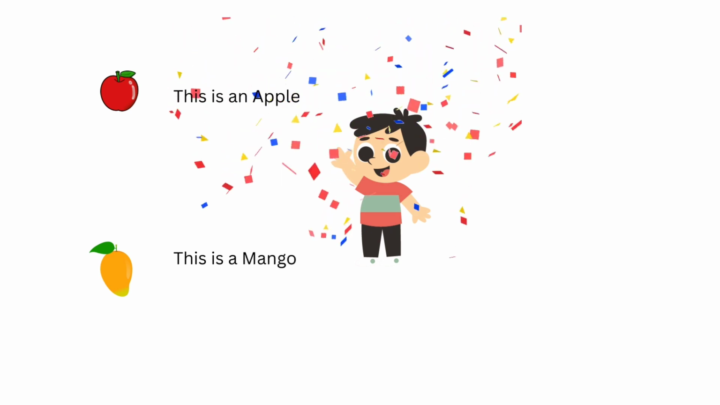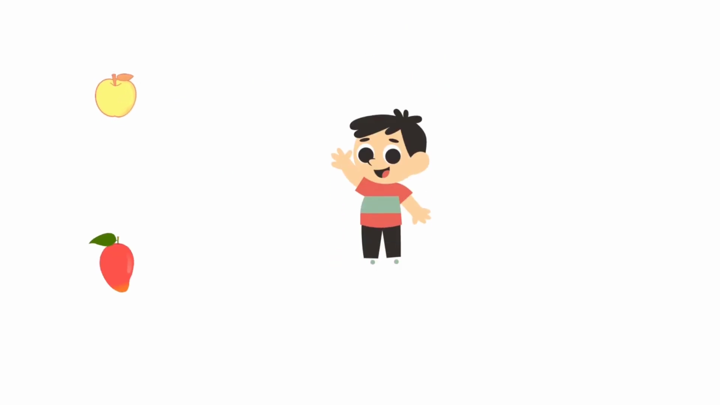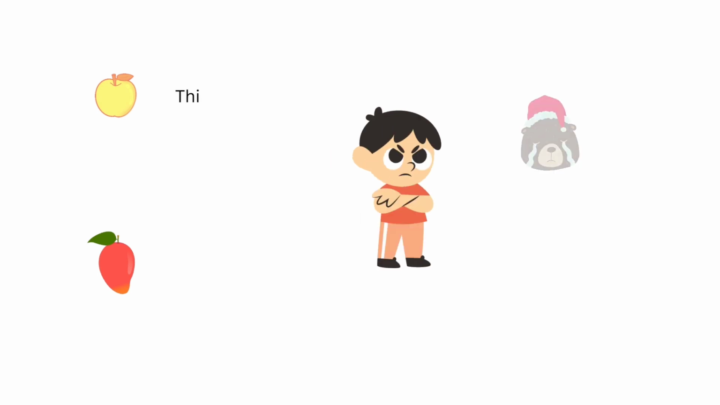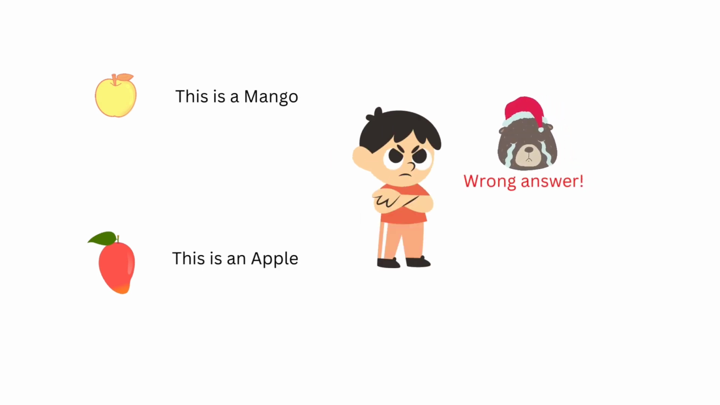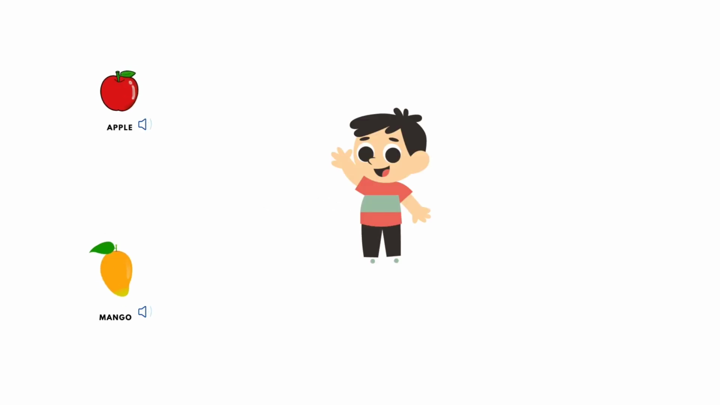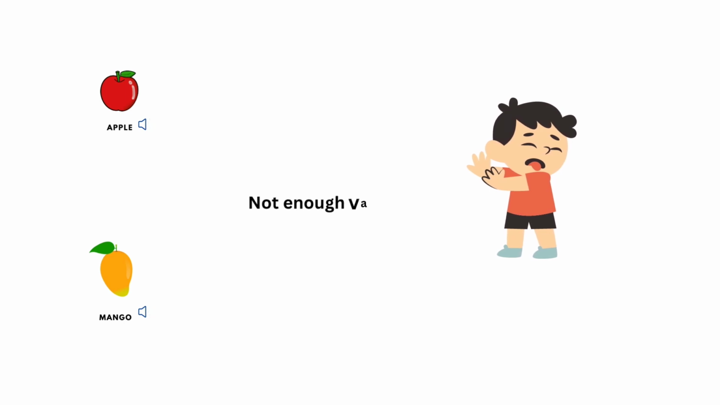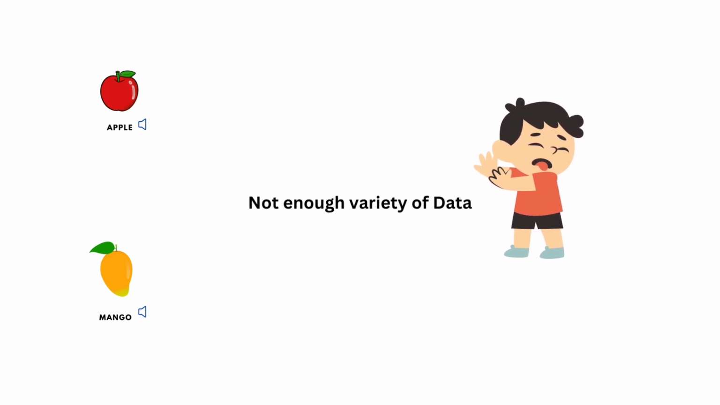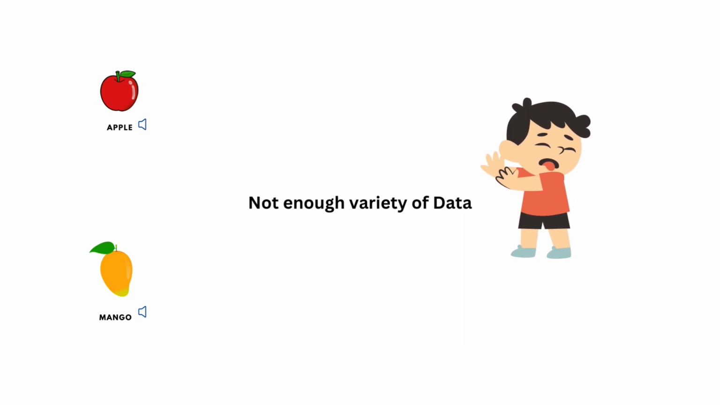I was impressed. Out of curiosity, I showed him an apple which is yellow in color and a mango which is red in color. This time he messed up and predicted the wrong answer. So, what goes wrong? If we go back, we can see that I have shown Arish only one set of fruits, without any color variety. This might have confused him about the fruit color he had not seen before.